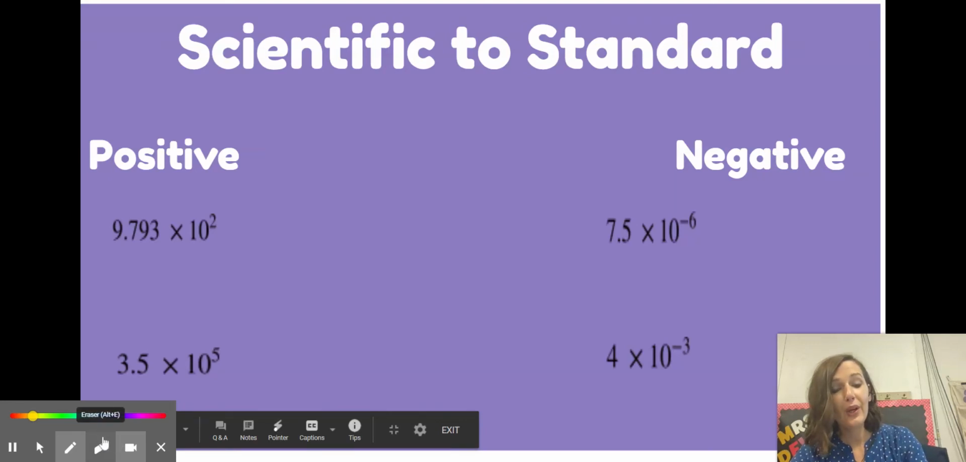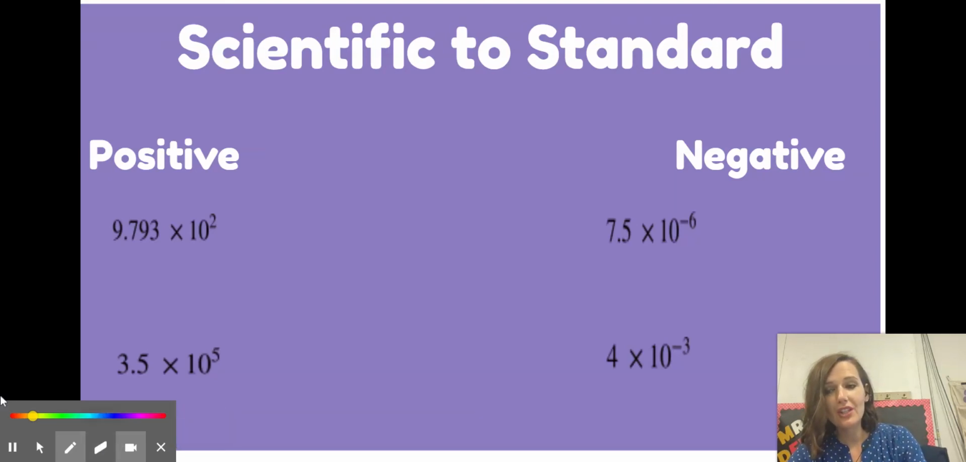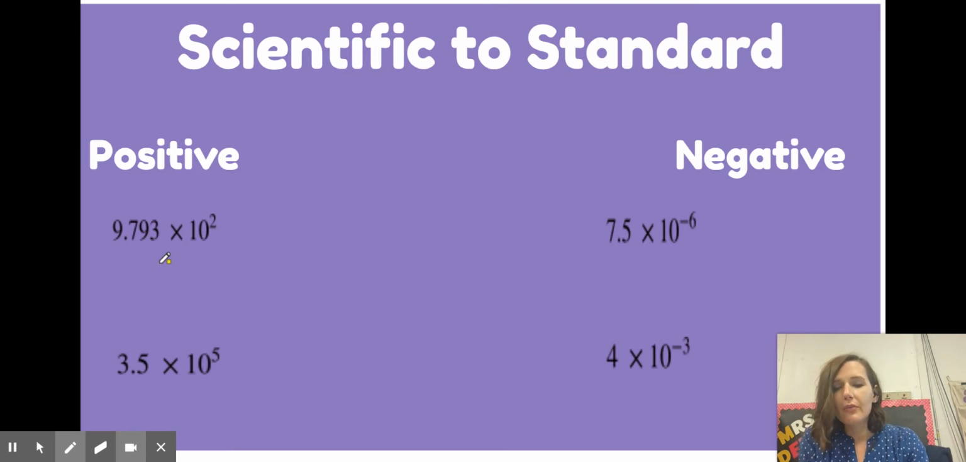Good morning. We're going to review scientific notation. So we're going to stay on this another day because I do need you to master this before we go on. So I'm going to go over some quick examples here.